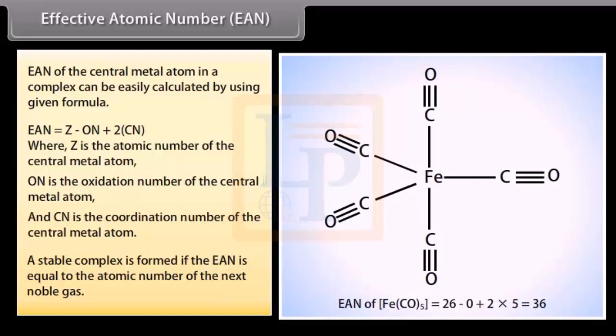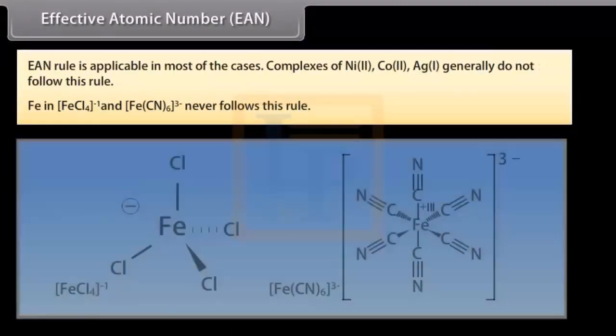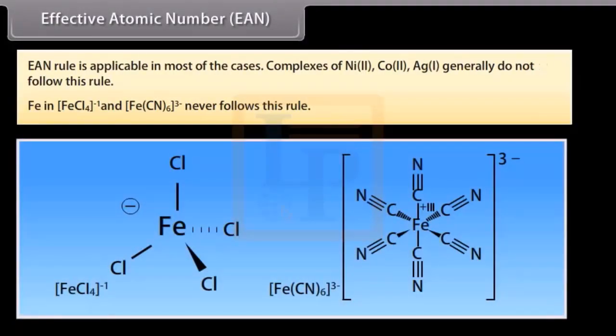For example, EAN of [Fe(CO)5] is equal to 26 minus 0 plus 2 into 5 is equal to 36. EAN rule is applicable in most of the cases. Complexes of Ni2+, Co2+, Ag+ generally do not follow this rule. Fe in [FeCl4]- and [Fe(CN)6]3- never follows this rule.